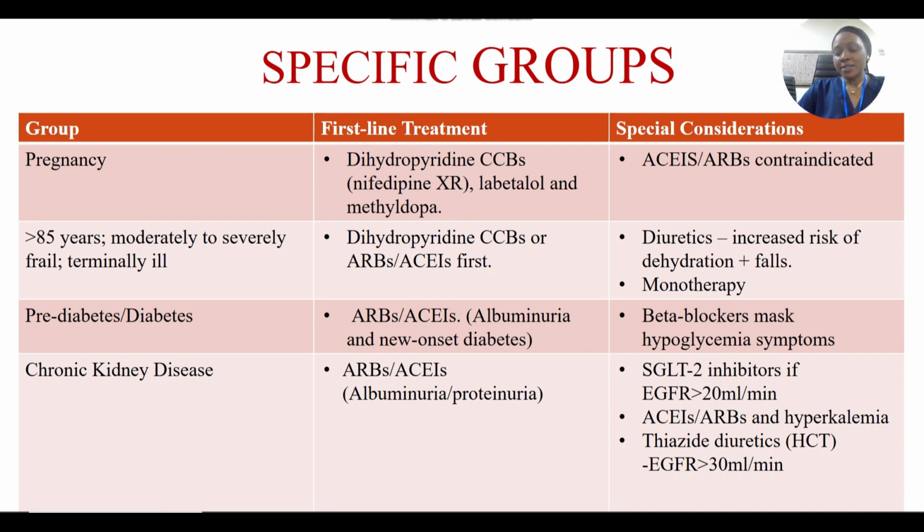With thiazide diuretics, we would usually not use them unless the eGFR is more than 30 mL per minute. And that's because at this eGFR, there is less filtration to the distal convoluted tubule where thiazide diuretics tend to work. So at an eGFR less than 30 mL per minute, you have less filtration, so they might not be very effective at that point.